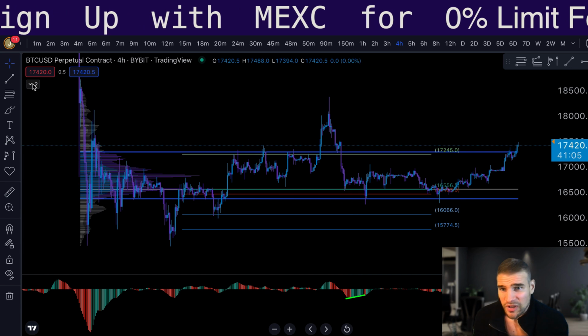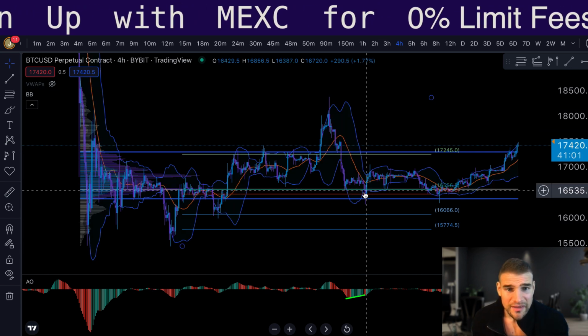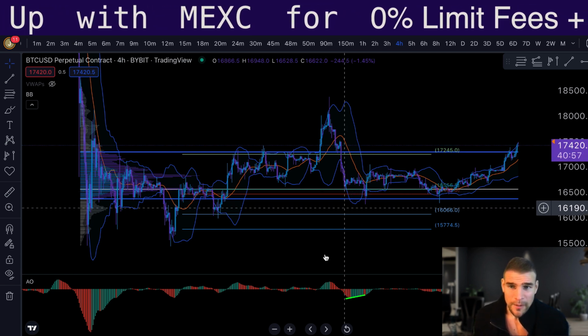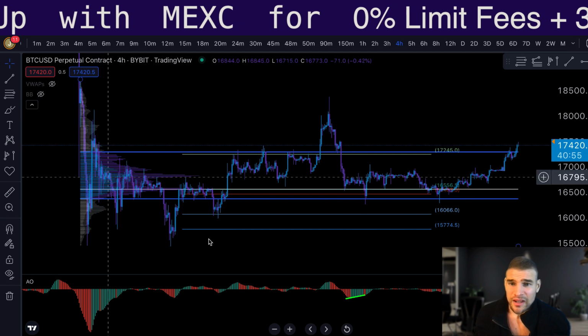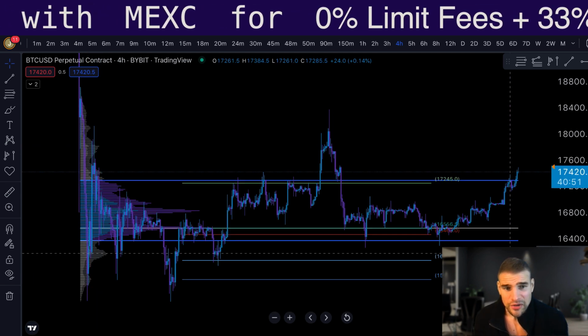In addition, if we turn on something like our Bollinger Bands, we can see that we are coming right down to pierce that lower Bollinger Band on the 4-hour time frame. All these things are going to work together, guys. This is no nonsense. These are tools that can really, really help you as a trader.